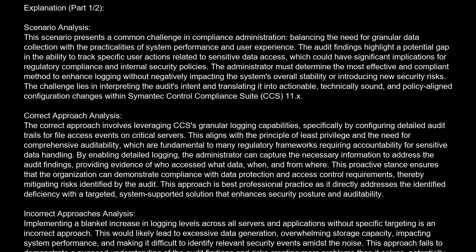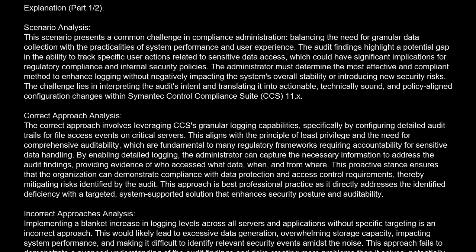The audit findings highlight a potential gap in the ability to track specific user actions related to sensitive data access, which could have significant implications for regulatory compliance and internal security policies. The administrator must determine the most effective and compliant method to enhance logging without negatively impacting the system's overall stability or introducing new security risks.